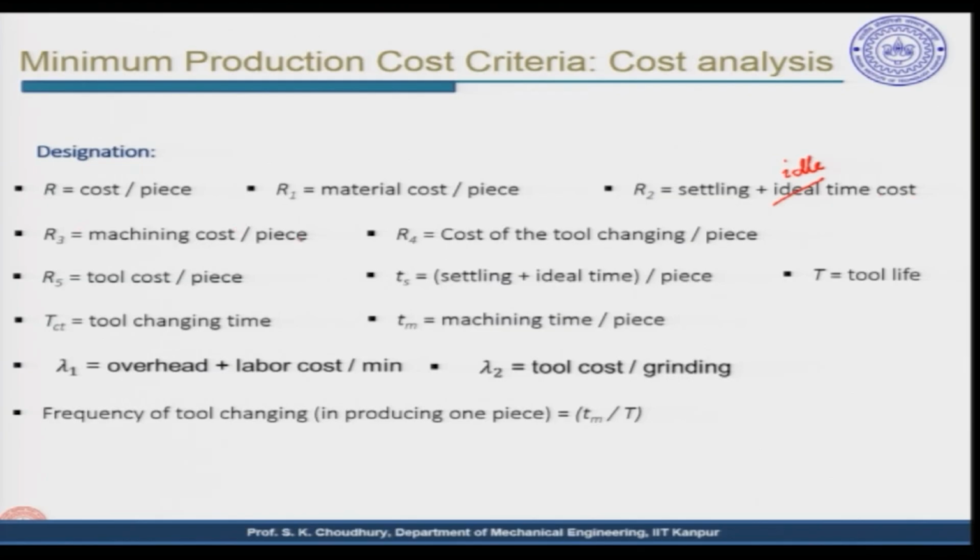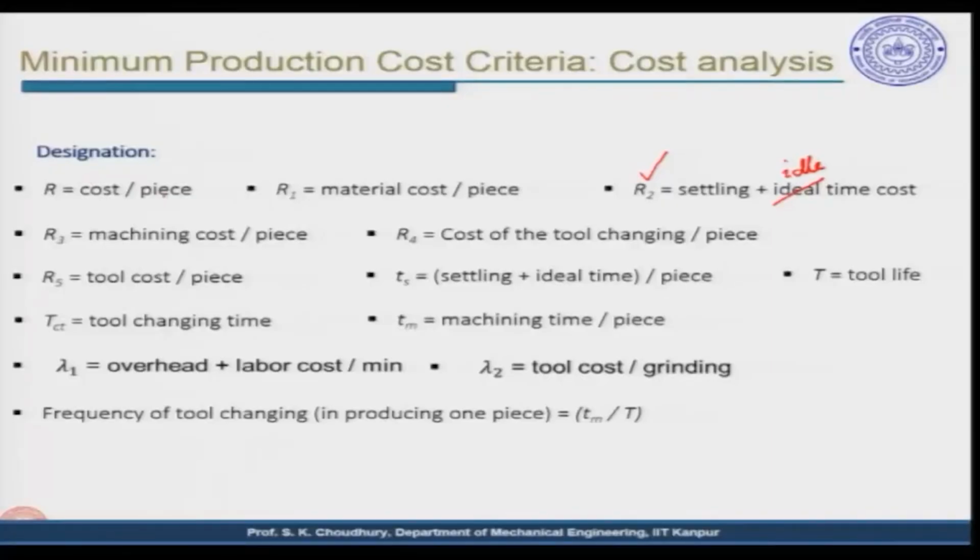R3 is the machining cost per piece. What I mean to say is that for all the time that is being spent, either for machining or for setting up the machine or the idle time, we have to pay. So, those costs have to be considered to find out the final cost per piece. Now, R4 is the cost of tool changing per piece, when the tool is being changed. Either it can be changed for regrinding, or it can be changed to have another tool fixed in the tool post, and so on.